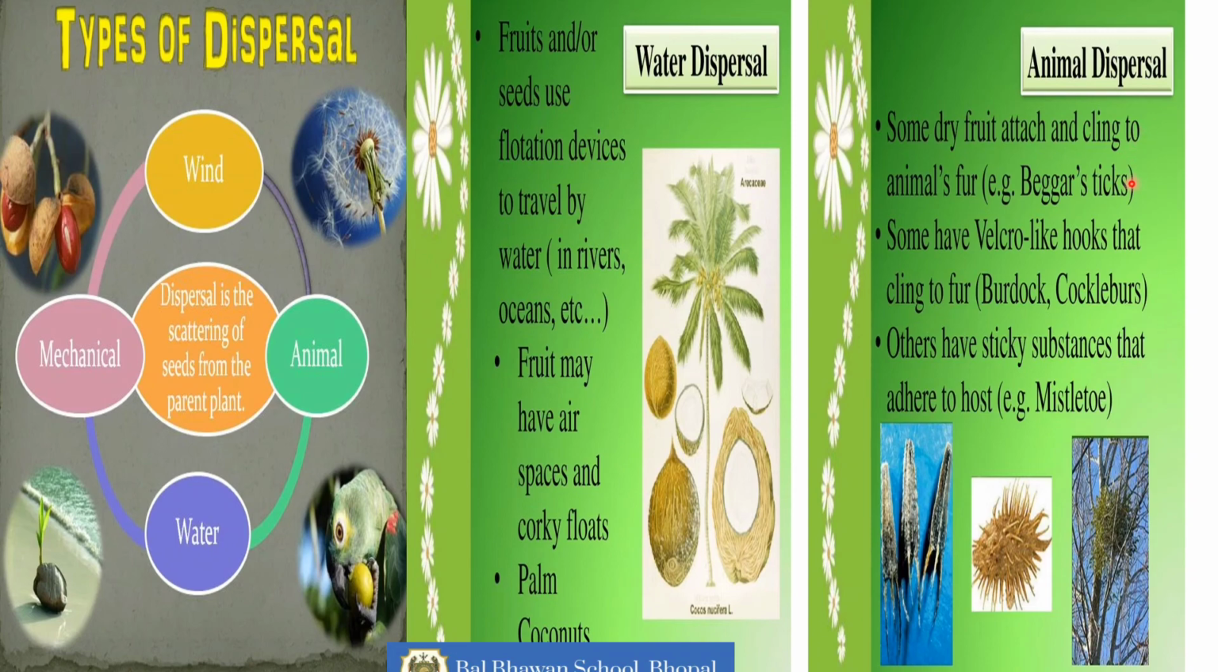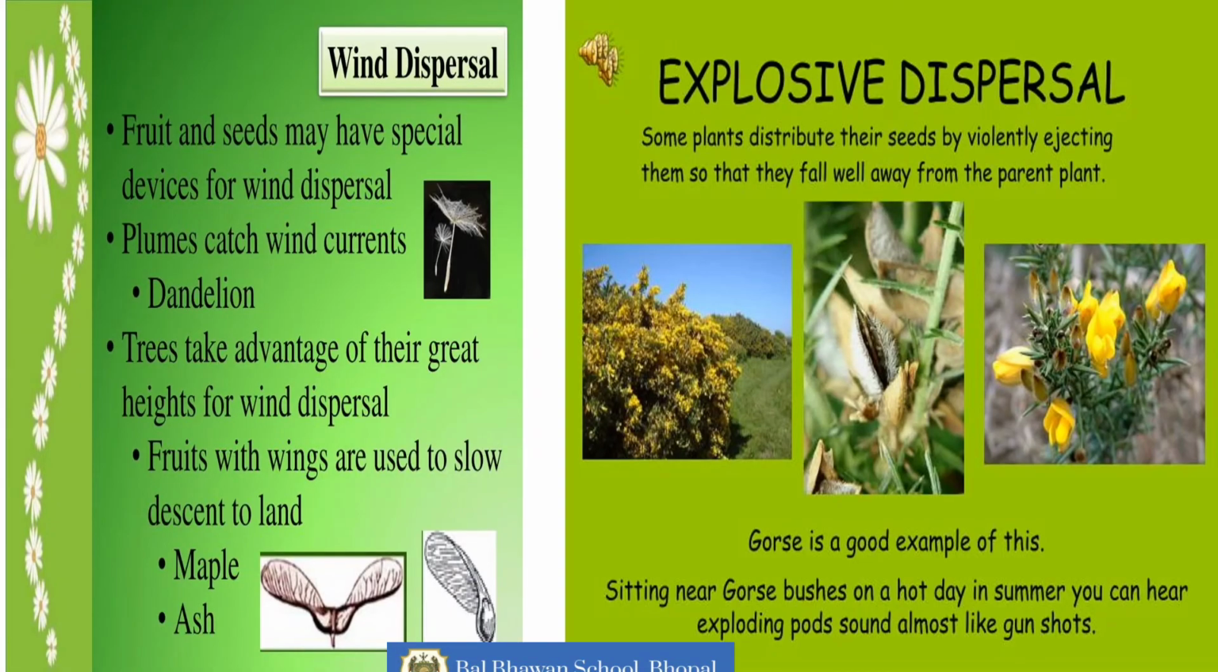Coming to animal dispersal, some dry fruits may attach and cling to the animal's fur. This is one way by which the seed is dispersed by animals. Or some have velcro-like hooks that cling to fur, or others may have some sticky substance which helps them in adhering to the host.